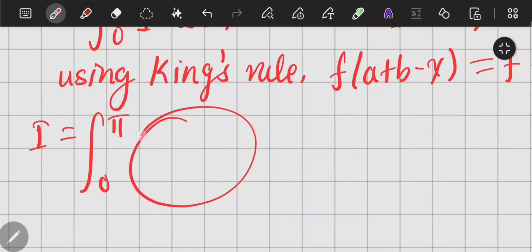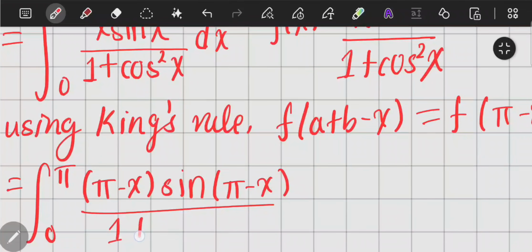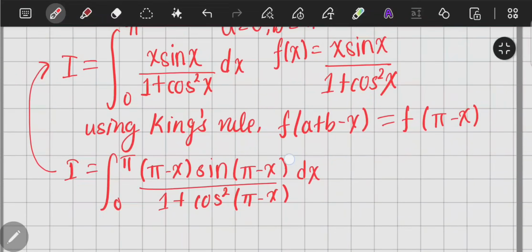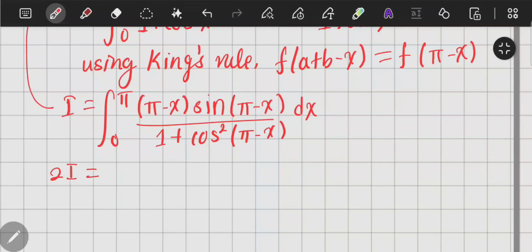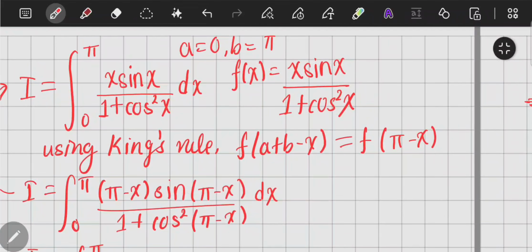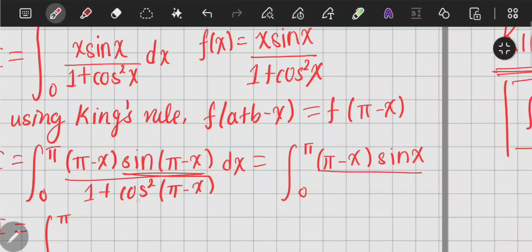Because of this, our expression is just going to be pi minus x instead of the x's. So pi minus x times the sine of pi minus x over 1 plus the cosine squared of pi minus x, with respect to x. Now what we can actually do is add this I into this I. So essentially what we're going to have is 2I, which will be equal to the integral from 0 to pi. I'm just going to skip this step, and you can see that this one becomes the integral from 0 to pi of pi minus x times, so we know that sine of pi minus x is just sine of x over, and the cosine squared of pi minus x is just 1 plus the cosine squared of x dx.